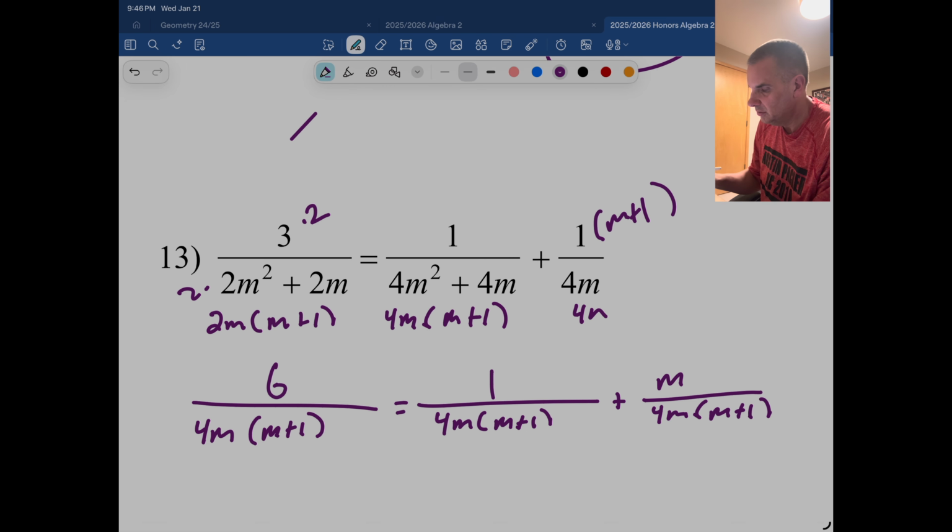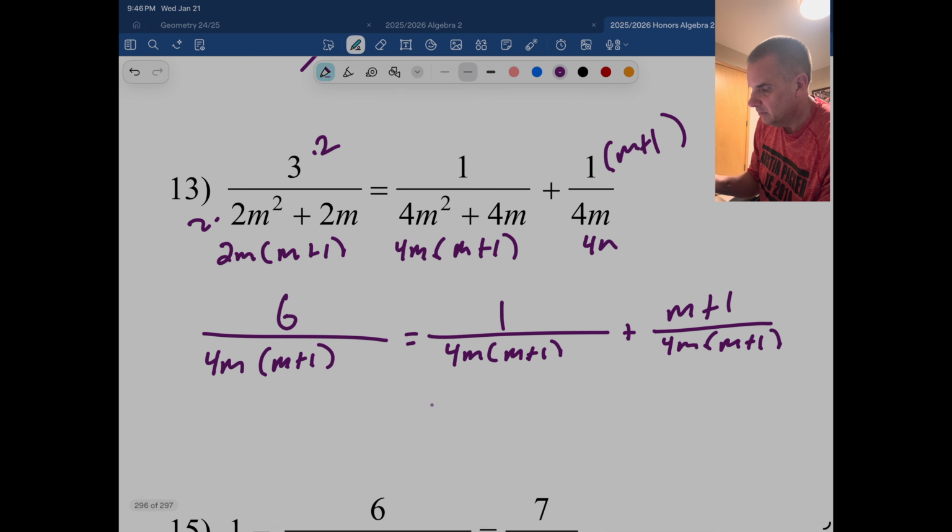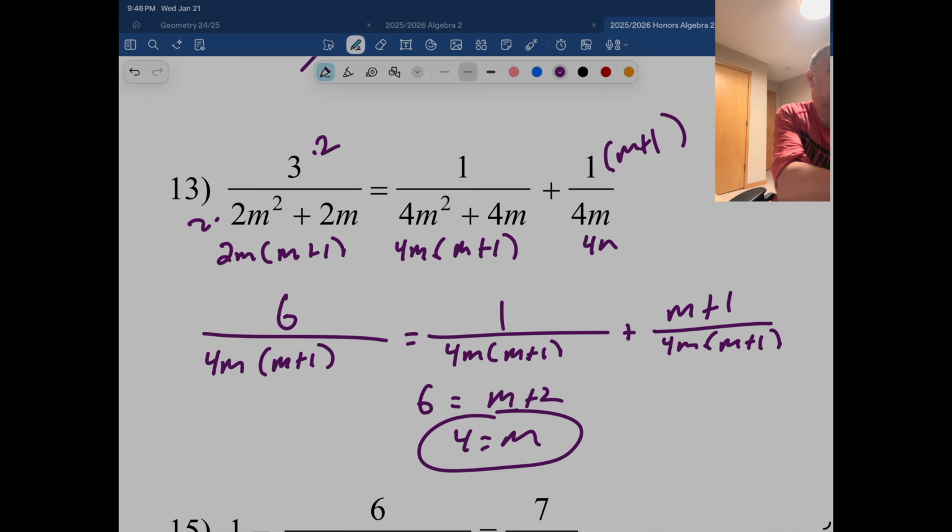M plus 1. So 6 is equal to m plus 2. So 4. 4 is equal to m. So 4 is a solution. M can't be 0 or negative 1, which it's not, so we're good to go. We're done.